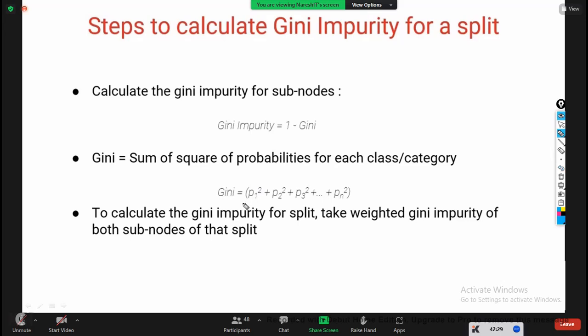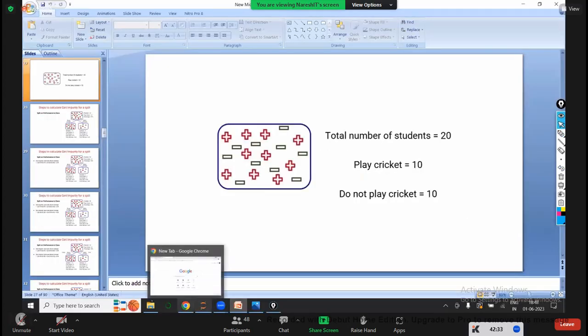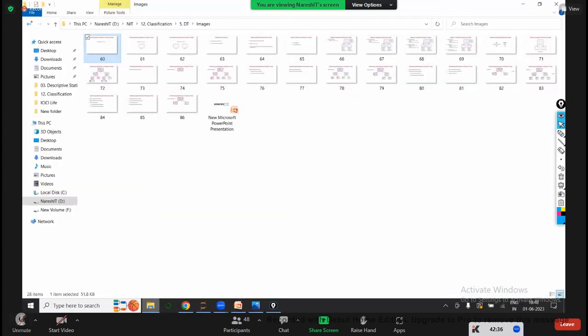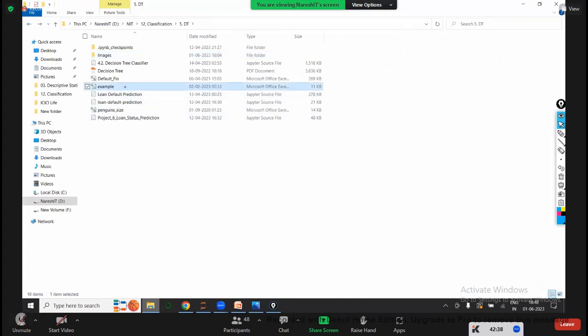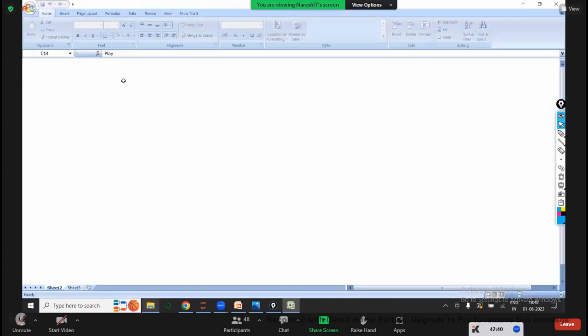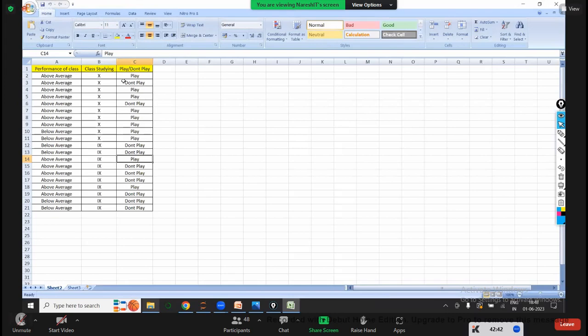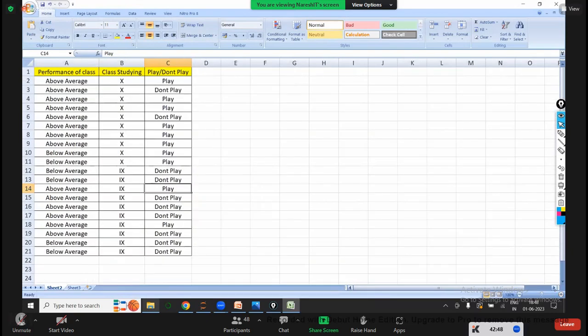Now, let us see how to calculate this Gini value. Let us see examples one by one. Before seeing this, let us take a small data set. I have a data set in this way. This data set consists of two input variables, x1 and x2, and y. The first input variable is performance of the class. The second input variable is class studying.